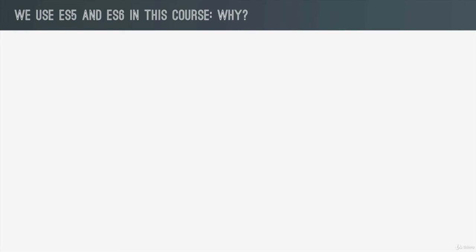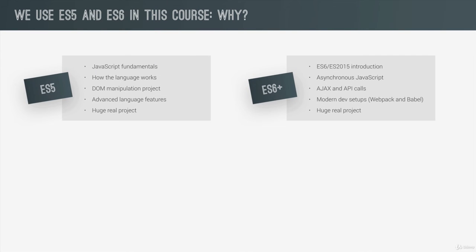So in this course, we're going to start by using ES5 in the first part of the course, and then move to ES6 plus, so ES6, ES7 and ES8, in the second part of the course, okay? And so here's how that's going to work. We already talked about the JavaScript fundamentals using ES5, and we will continue using ES5 to look behind the scenes of JavaScript, do some DOM manipulations, learn all about objects and functions, and code up a huge real project. From there, we will then start using ES6 with an overview of what's new in the language. Then we're going to talk about asynchronous JavaScript, modern development setups, and code an even bigger and cooler real-world app, all using ES6, ES7, and ES8. Alright?